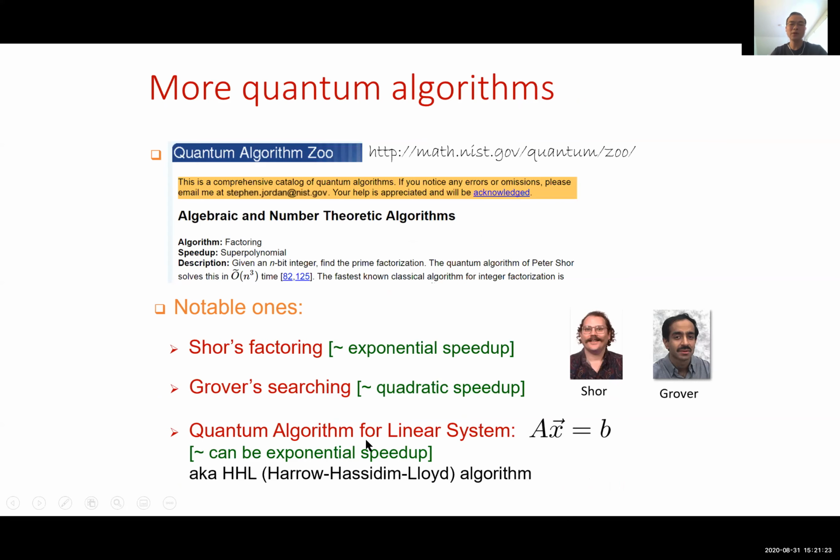So I'm illustrating one. So you might wonder if I have a matrix equation A times a vector equal to B, is there a way to solve this by a quantum computer? And indeed there is one. And the speedup can be exponential, but it depends really on the matrix of A. So we'll be covering these later in the course. But there is a zoo of algorithms. You can check how many quantum algorithms are there. Maybe over 100.